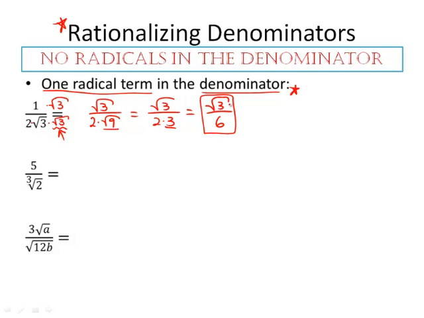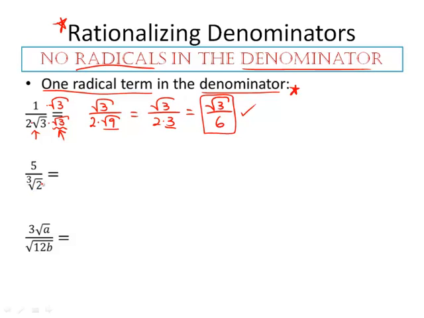And this is the desired way of writing 1 over 2 root 3 because there is no radical in the denominator. One reason for doing this is later, if you're trying to add fractions with radicals in the denominators, it's easier to find a common denominator if you just have integers in the denominator.